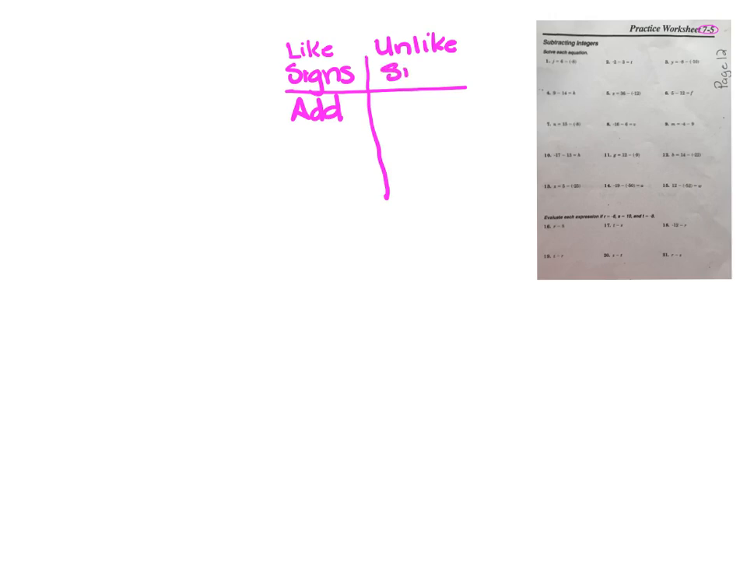Now, in order to subtract integers, we need to cover the rules for adding integers. We will use these rules to help us come up with the final answer. We know if we have like signs, we're going to add our integers. But if we have unlike signs, we're going to subtract our positives and our negatives.